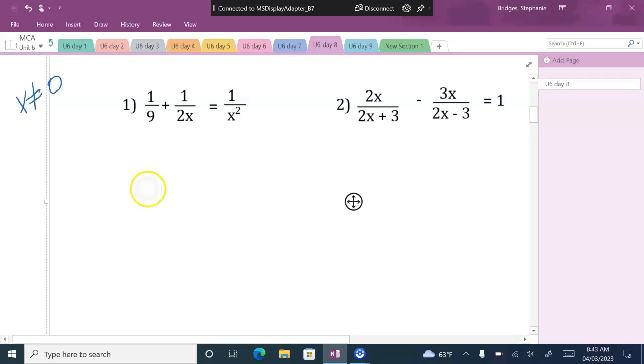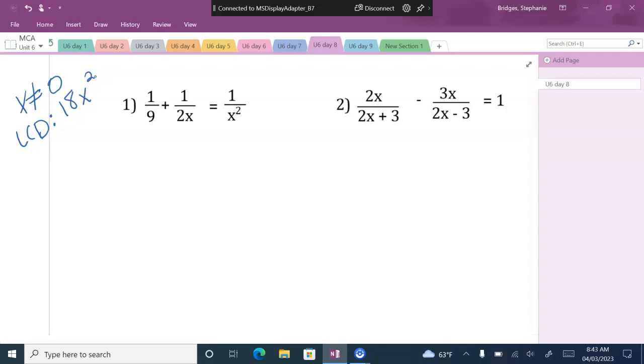So that's my only restriction: x cannot equal 0. Then I need to come up with my least common denominator. We have a 9, we have a 2x, and we have an x squared. So think about the number part first, 9 and 2. What's the least common denominator for that? 18, okay. And then if I think about the variable parts, I have an x and an x squared. What would we use? x squared. Okay, so my least common denominator together is 18x squared.